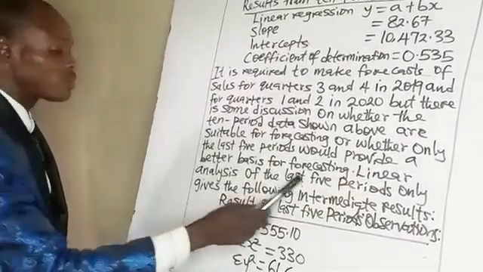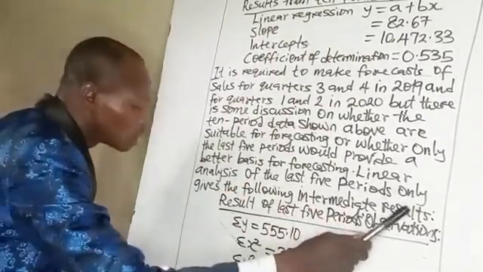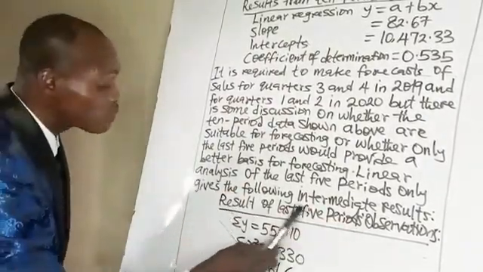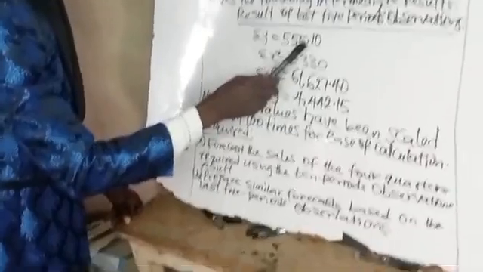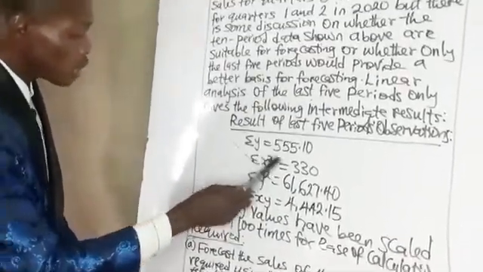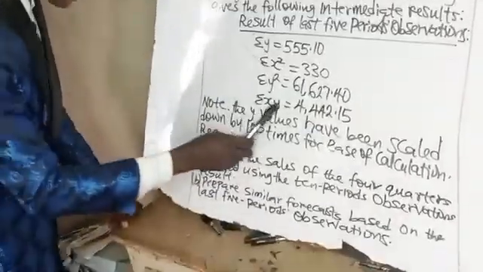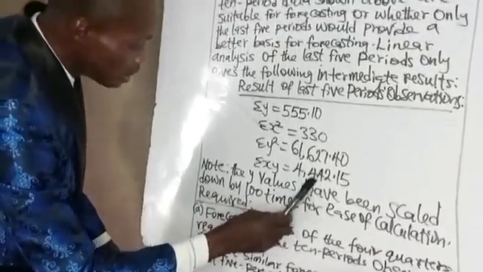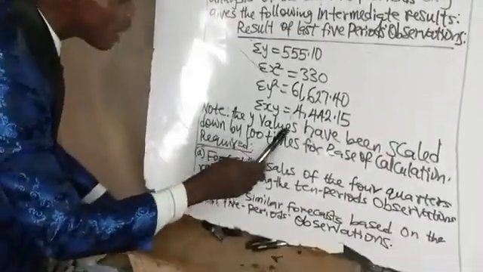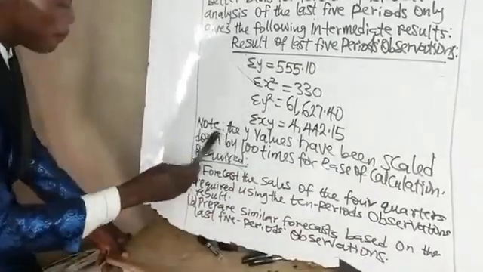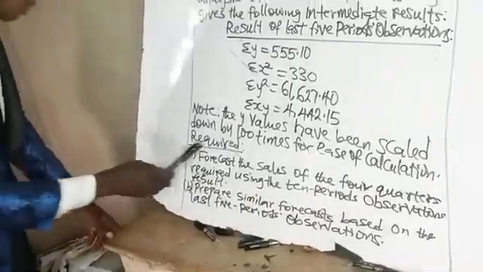Linear analysis of the last 5 periods only gives the following intermediate results. Results of the last 5 periods: summation y is 555.10, summation x squared is 330, summation y squared is 61,627.40, summation xy is 4,442.15. Note, the y values have been scaled down by 100 times for ease of calculation.